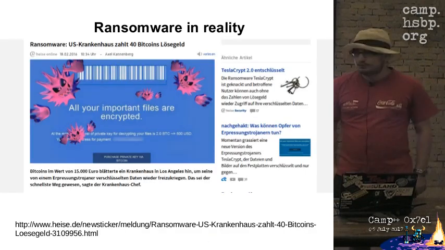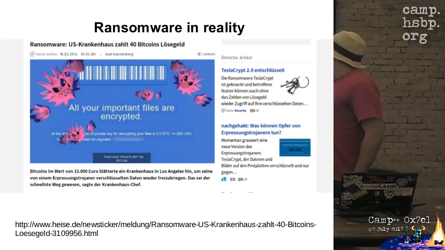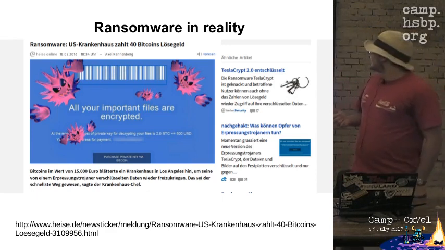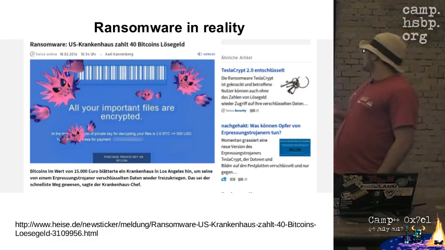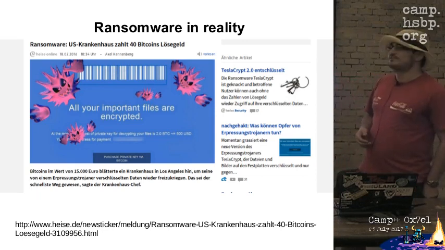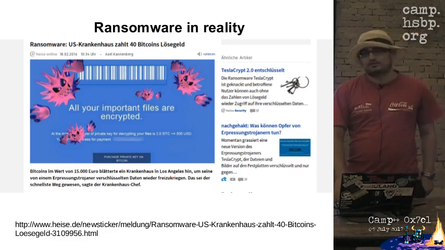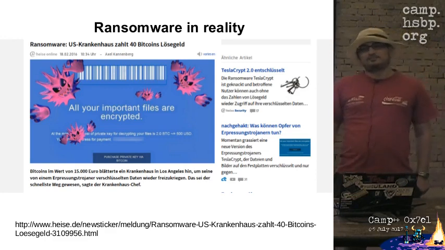Now ransomware in reality. This is a German article on Heise, but it's standard. It was last year in February. A hospital in the US got infected and paid 40 bitcoins to the ransomware criminals, which was worth around 15,000 euro, to get the data decrypted. So it's quite a high amount that companies are willing to pay to get their data back. I think they would have been better off investing the money in a backup system, but they didn't.